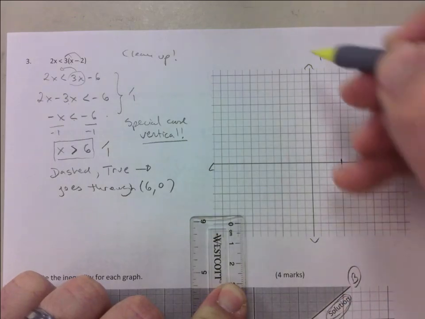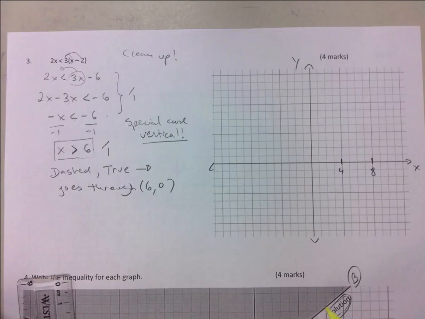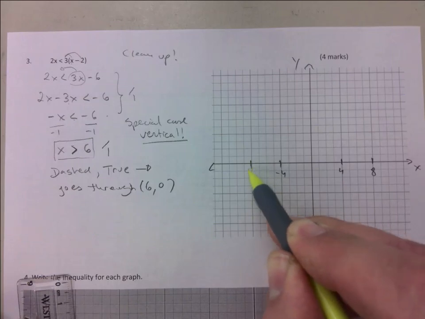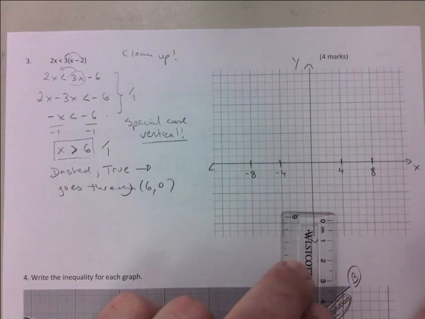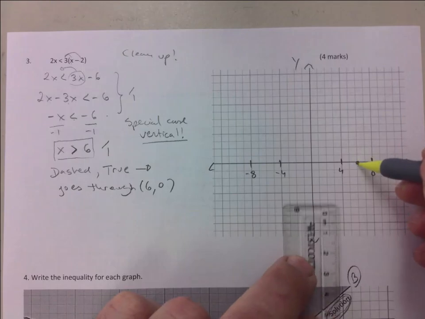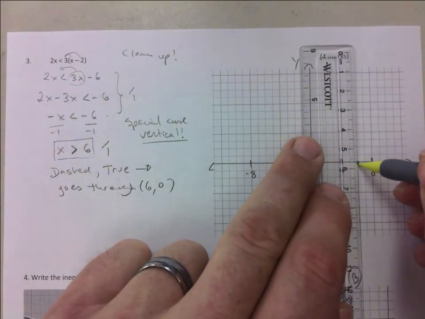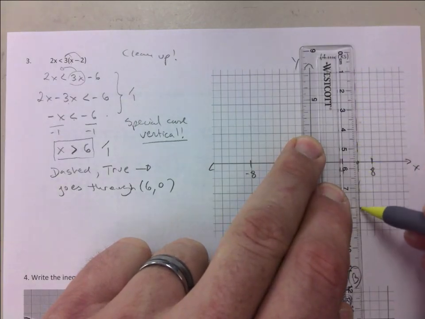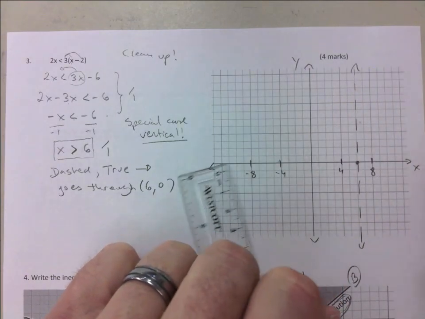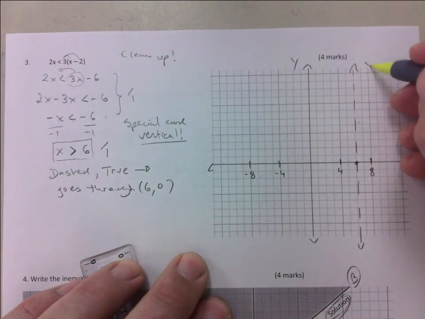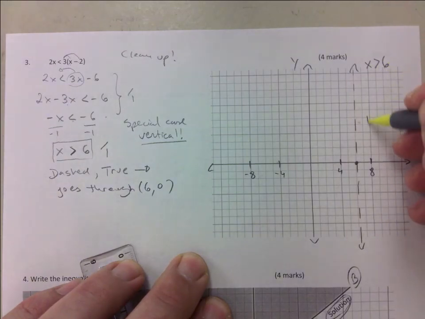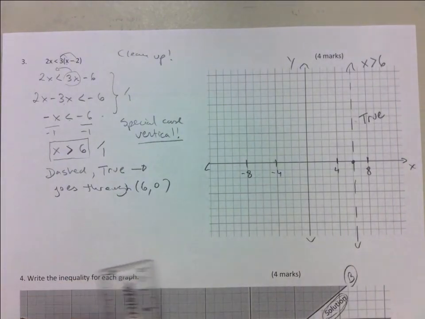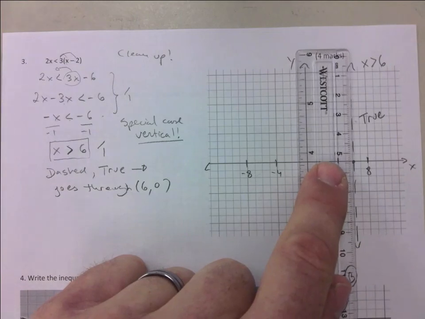Label your axes. I'm going to go -4, just a couple like that. That's good enough. 6 is right there, and so this is a dashed line that goes through it. Okay, dashed line. Label that inequality. The true region is here. And we shade it as before.